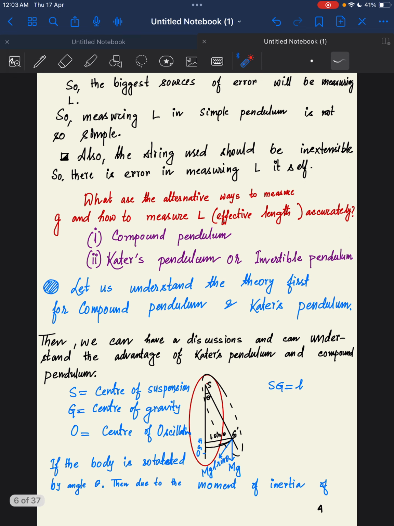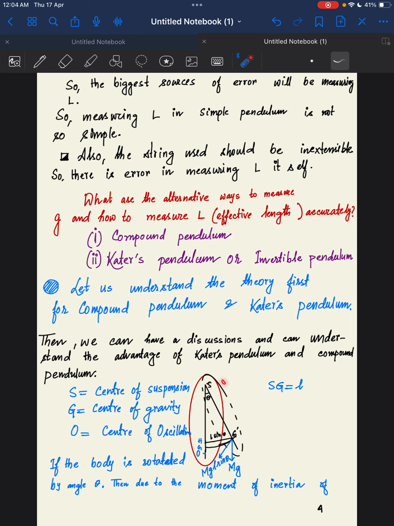To begin with, let us understand the theory first for the compound pendulum and Kater's pendulum. Then we can compare what is the advantage of the compound pendulum over a simple pendulum, or the advantage of Kater's pendulum over a simple pendulum, or which one is better, a Kater's pendulum or a compound pendulum, to find G.